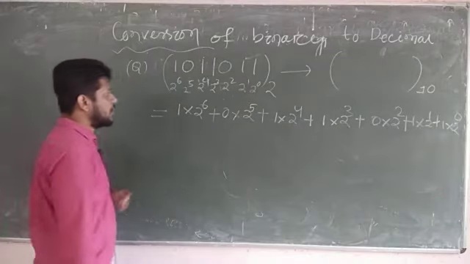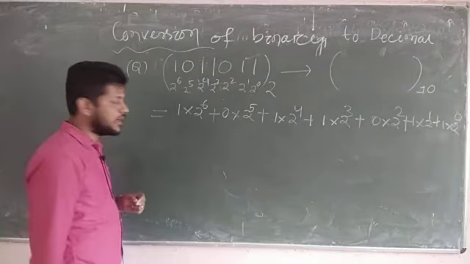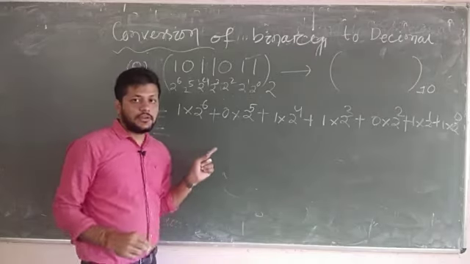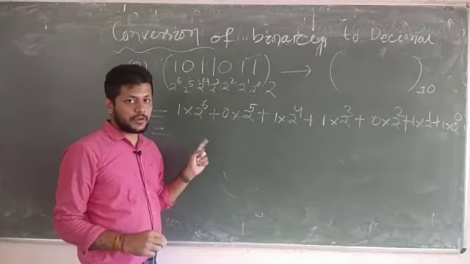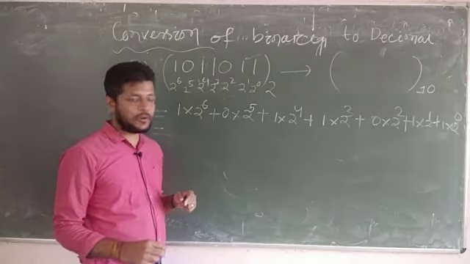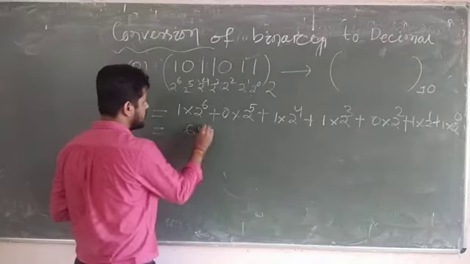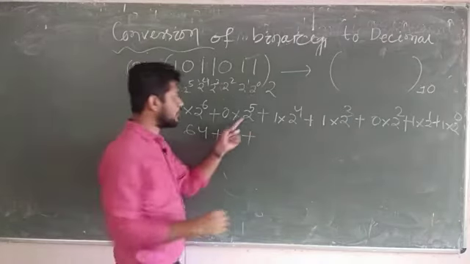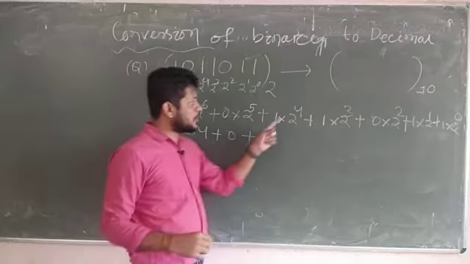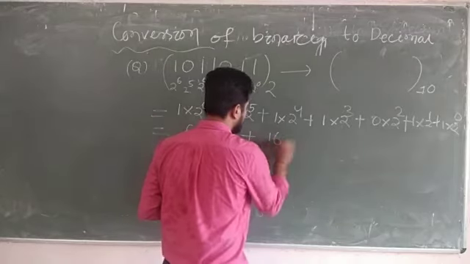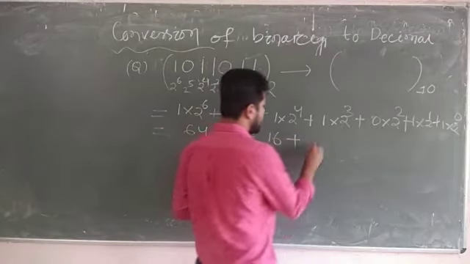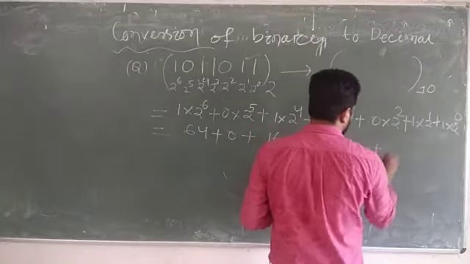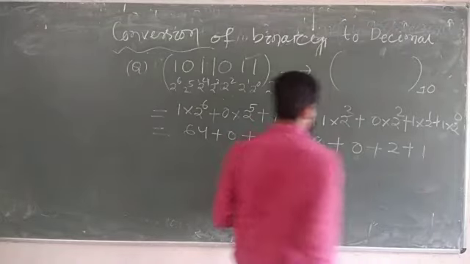So just multiply all the numbers and then finally add. 2 to the power 4 is 16, 32 and 64, so 2 to the power 6 is 64. So this term is 64. Then multiplication with 0, obviously the answer will be 0. No need to calculate 2 to the power 5. 2 to the power 4 is 16, so the answer will be 16. Plus 2 to the power 3 is 8, the answer will be 8. Then the answer is 0. Then the answer is 2. Then the answer is 1.